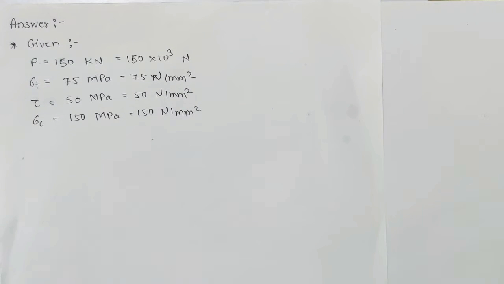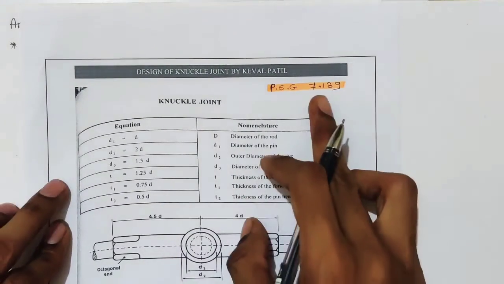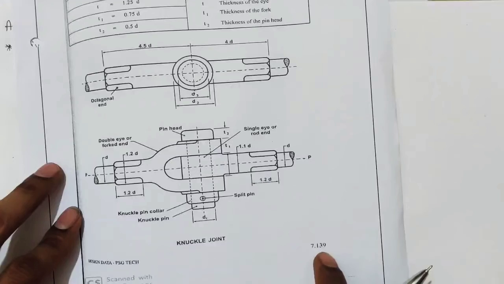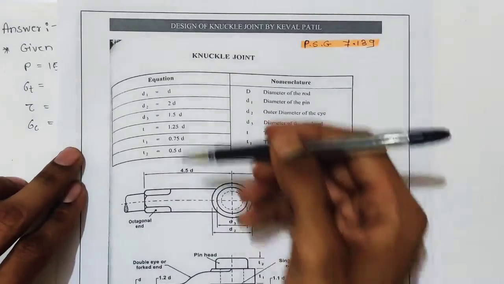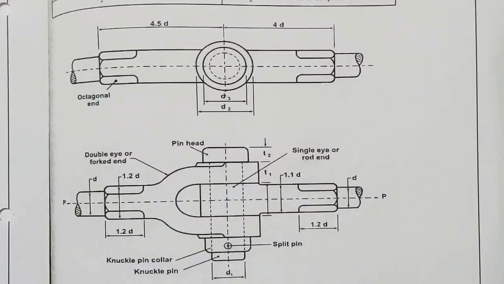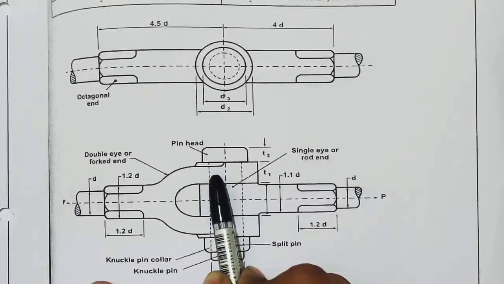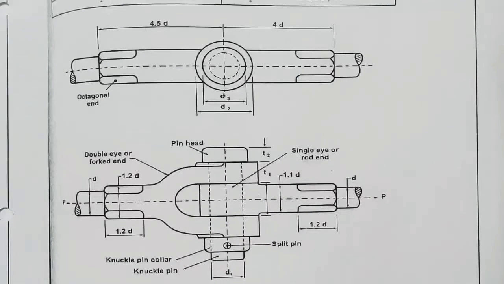And a few empirical dimensions are given, which are already given in PSG page number 7.139. This is PSG page number 7.139 only. So these empirical relations are given. Before going to the empirical relations, we will see this diagram carefully, which is also given in the PSG. You don't have to remember this diagram. Directly go to PSG 7.139 and draw this diagram. Now see what all is given in this diagram.